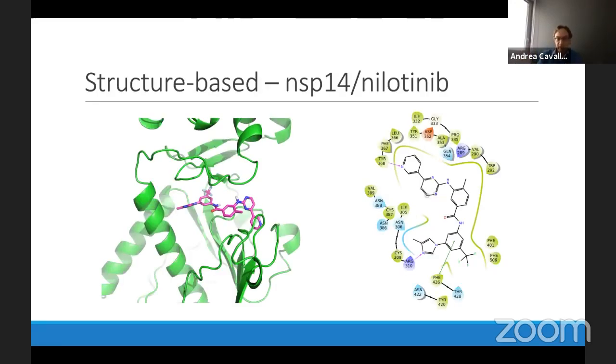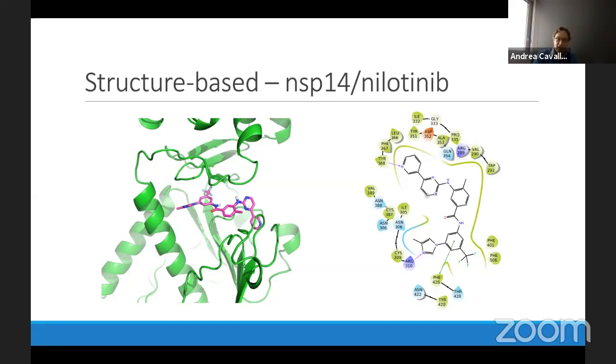Other activities were also done with the other interesting target, which is NSP14, also better known as exoribonuclease, which is considered a kind of Achilles heel of SARS-CoV-2. Probably you recall that I mentioned in the beginning of my presentation that the RNA of SARS-CoV-2 is particularly long. And so the proofreading mechanism is particularly important for the replication of the virus.